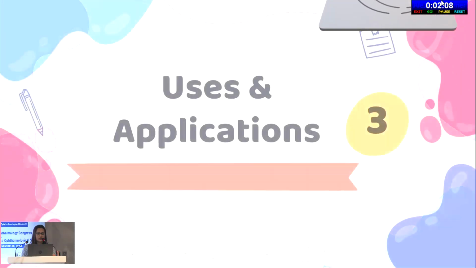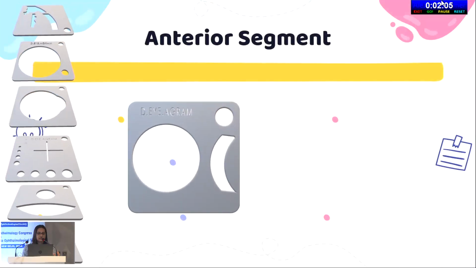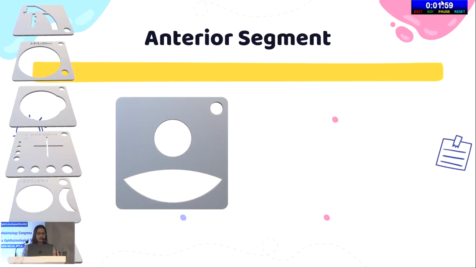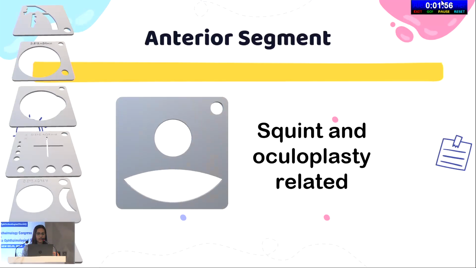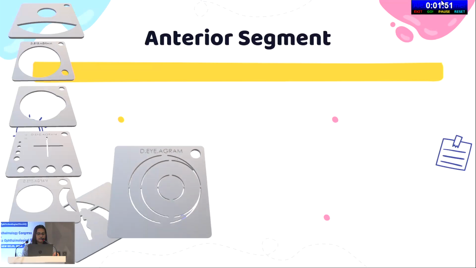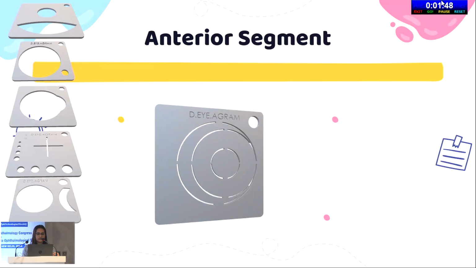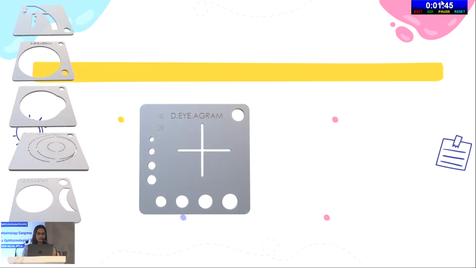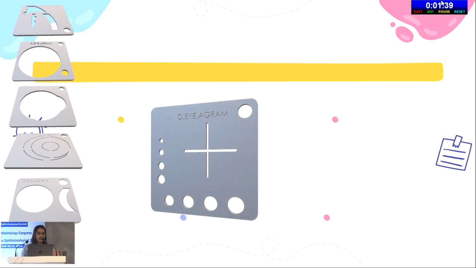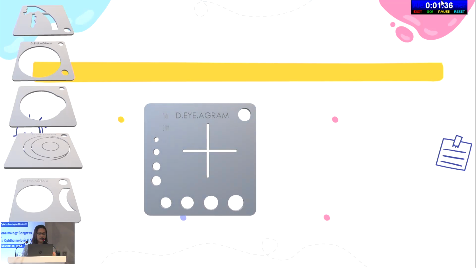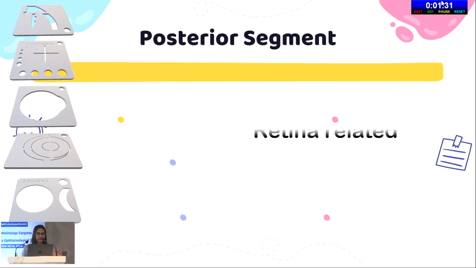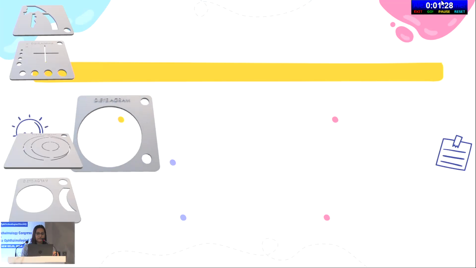So the uses and applications. This is for the cornea, wherein the slit and the whole cornea slit and front view can be documented. This is for the squint evaluation and oculoplasty related evaluation. It's for angle of anterior chamber related. This is for ROP zones documentation. This is the cross for the retinoscopy and also can be used for gonioscopy. These are the pupil diameters on the side ranging from 1 to 10. And these were the basic prototypes that we have come up with, which is pocket friendly. And this is for retina.